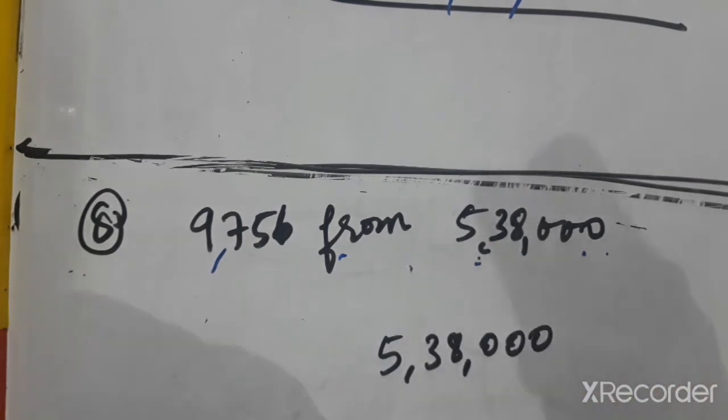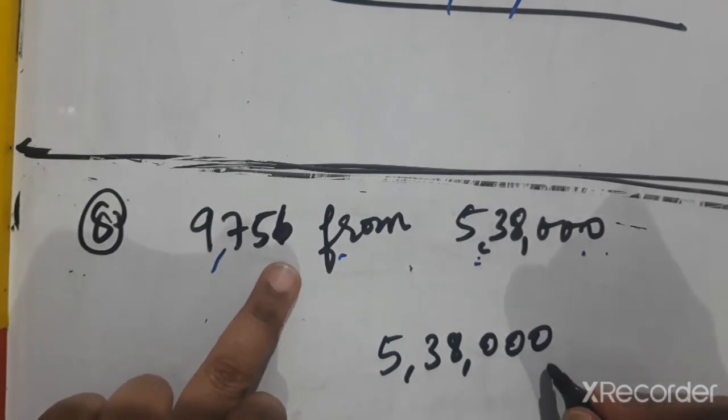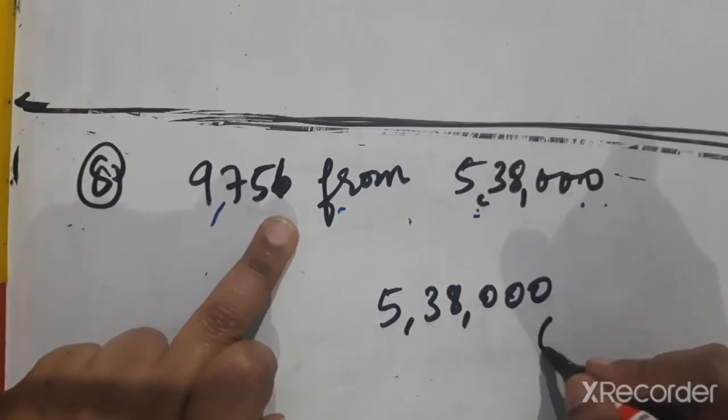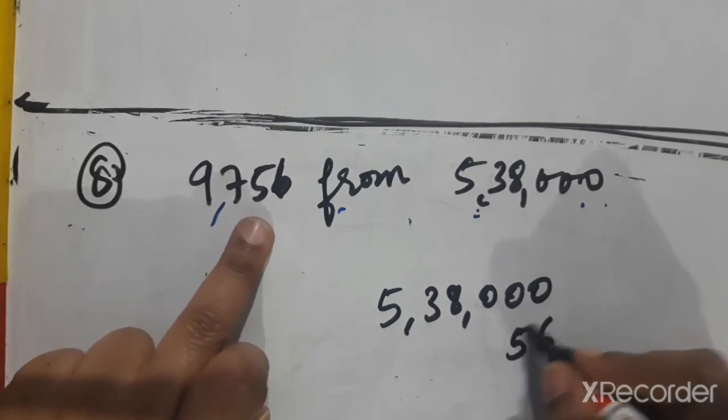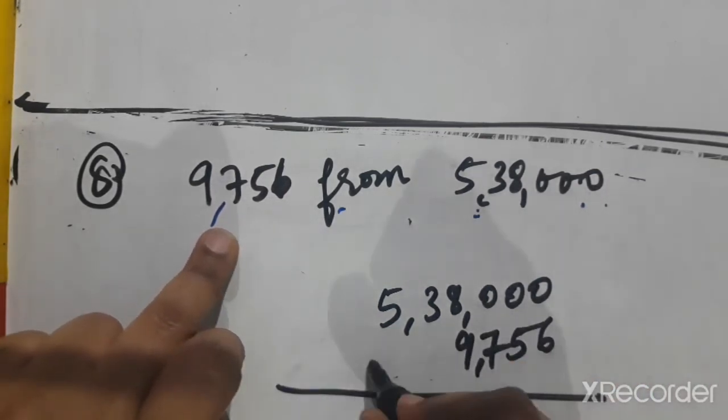5,38,000. Arranging numbers according to place value is very important. So here it is in the thousands place. Better to write from the ones place, the unit place: 6, 5, 7, 9. And the minus symbol.